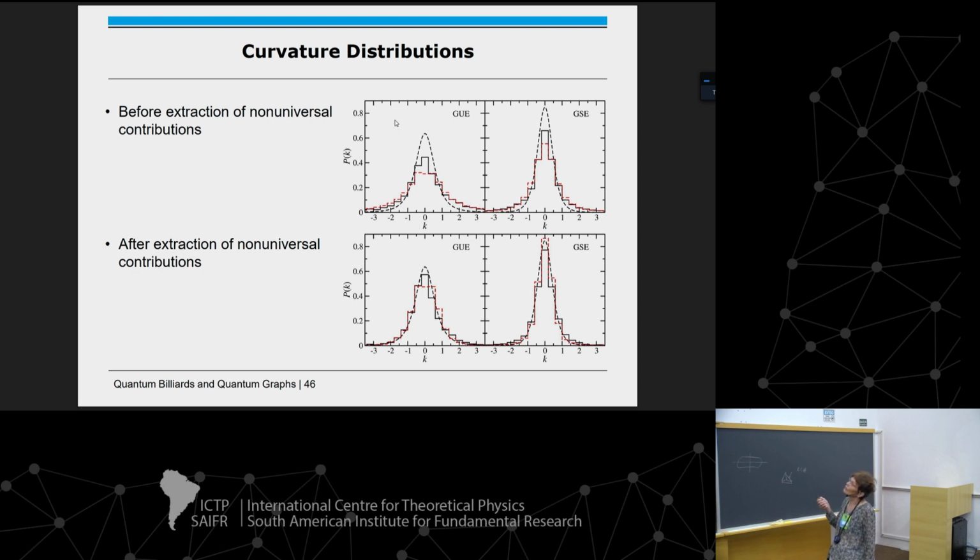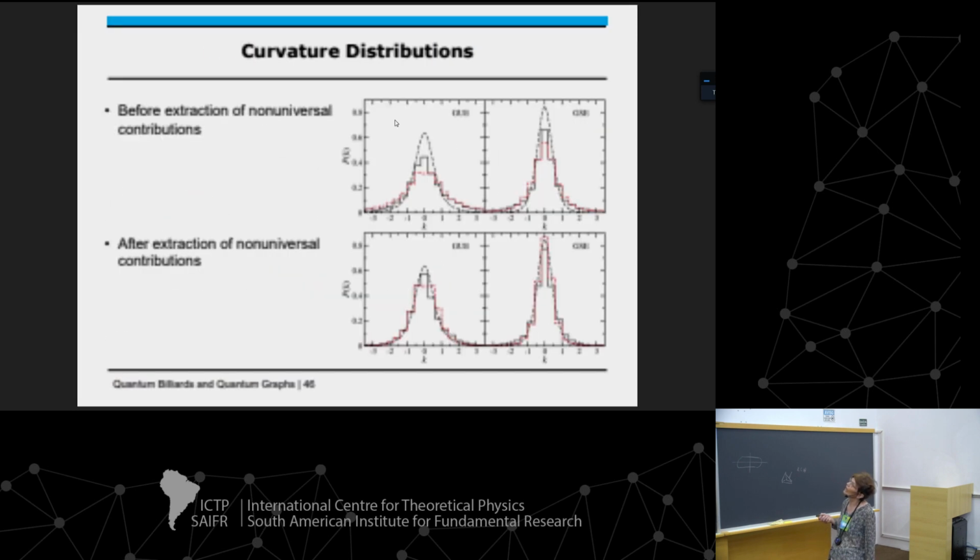Then, if you do not extract the non-universal contributions, you would get this: black was experiment, red was numerics for GUE and GSE. And now if you extract non-universal contributions, then you get a very good agreement with random-matrix theory predictions. So this would be one way to get rid of these non-universal contributions. But from the experimental point of view, the experiments are quite complicated.